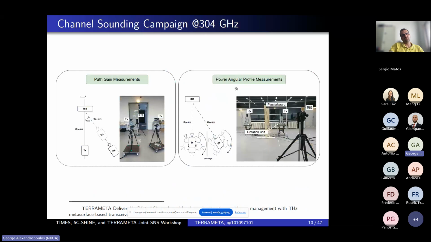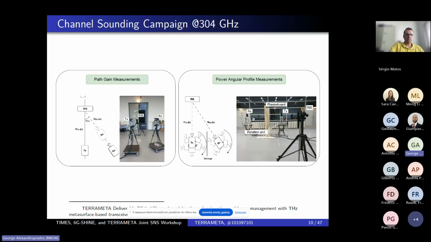In this channel sounding campaign, we have done path gain measurements. You see on the left there, where the receiver has been placed at this 30 degrees angle, but at different distances from the RIS. On the right, you see another set of measurements where the focus was the analysis of the power angular profile, where you see, in this case, at fixed distances, the TX and RX from the RIS, but rotating them in order to capture the different multipath that are happening within this environment that you see in this setup.